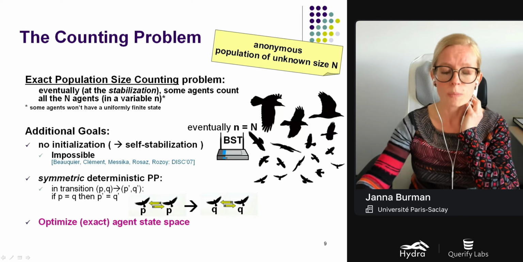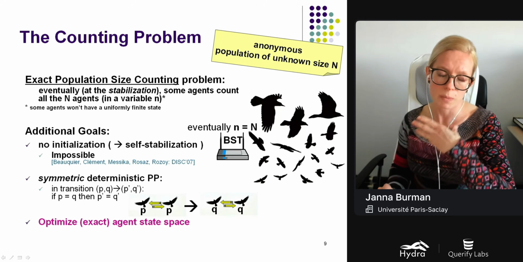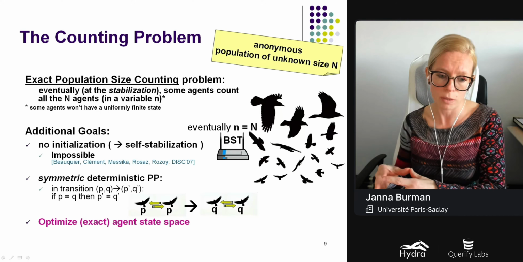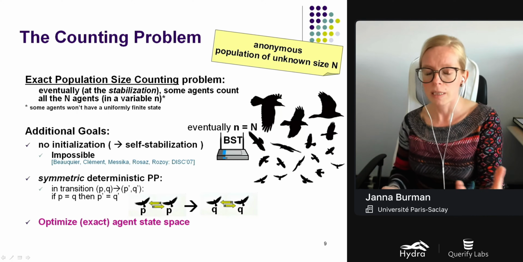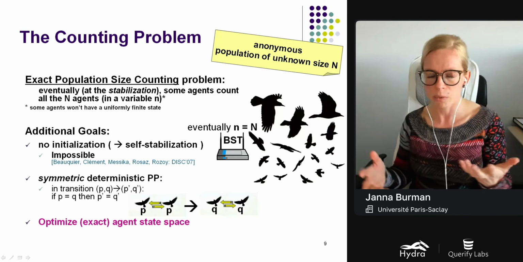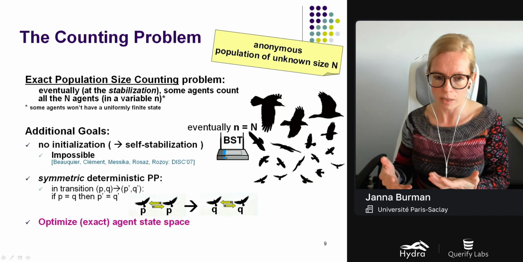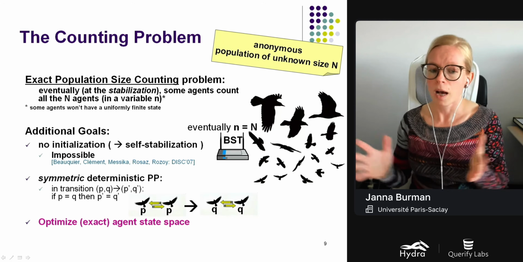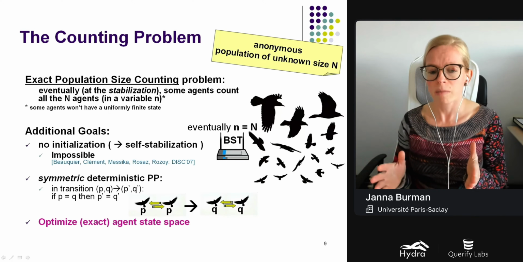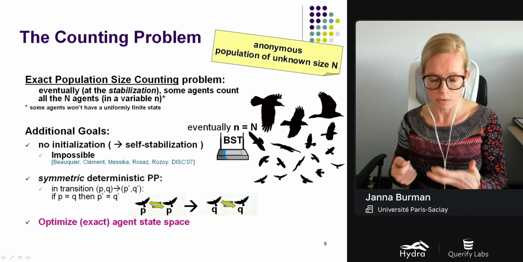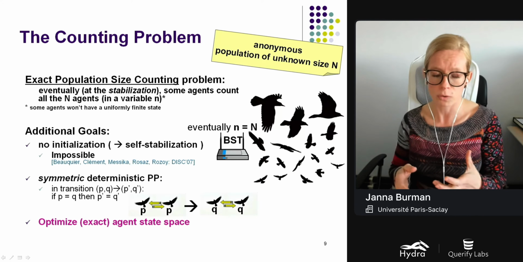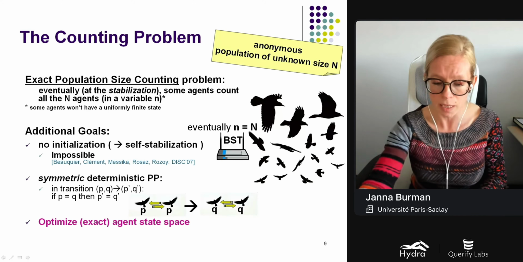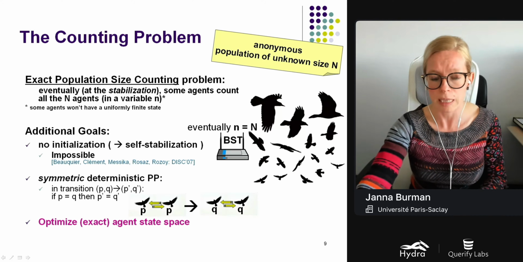And we would like to use as little memory space per agent as possible. Because this may not be the only algorithm that we execute in the system, there may be a lot of others. This is a very small building block. So our goal is to minimize the resources used by every sub-protocol, sub-algorithm in our system. We would like to minimize the space used per agent.